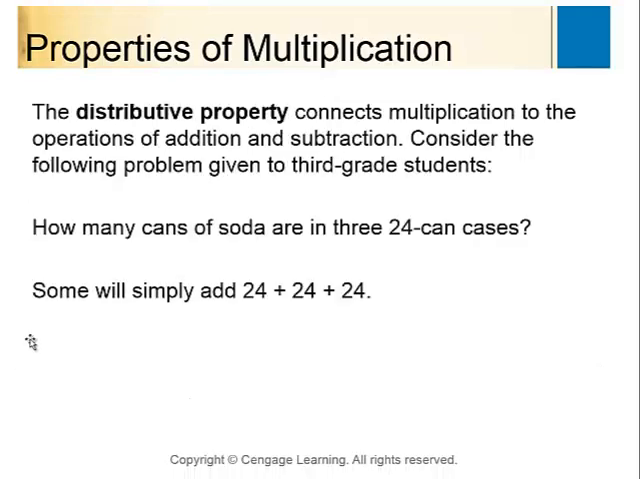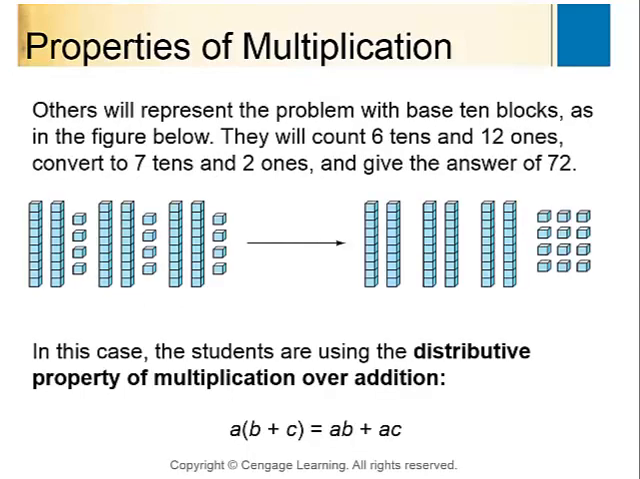Additionally, we have a new property. We have the distributive property, and this is a good representation of the distributive property in a specific form. How many cans of soda are in 3 24-can cases? So you could just say that's 24 and 24 and 24. Or we can look at a new problem, and let's look at this one.